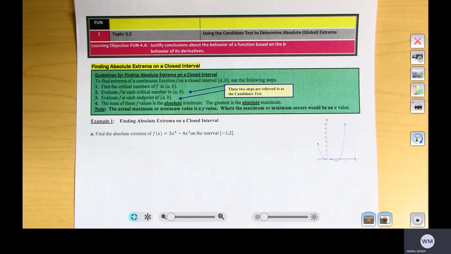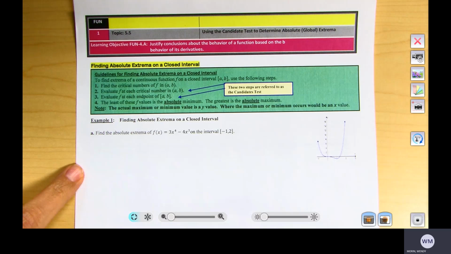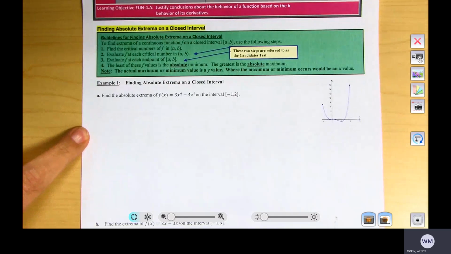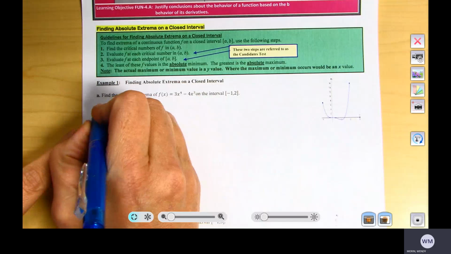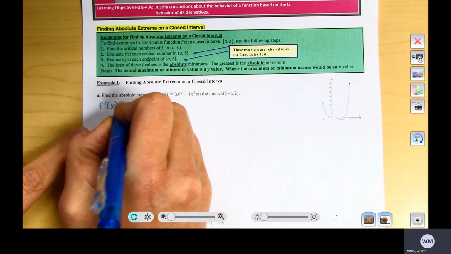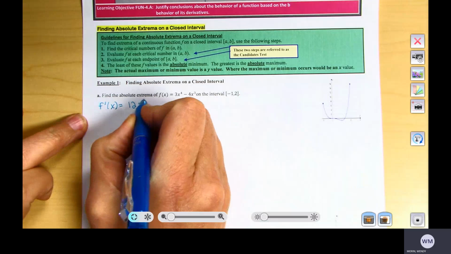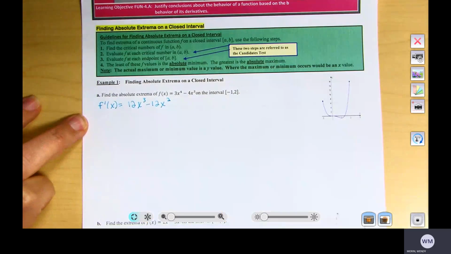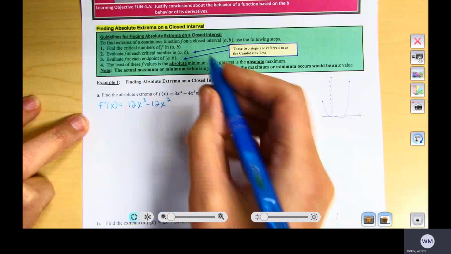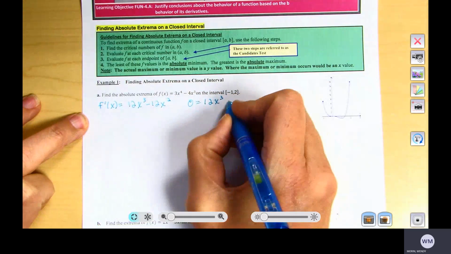So let's take an example here. Find the absolute extrema of this polynomial. So the first thing you do is find the critical numbers. And for this one, since it's a polynomial, that's where the first derivative is going to be equal to 0. So 12x cubed minus 12x squared is the first derivative. We're going to set the first derivative equal to 0.